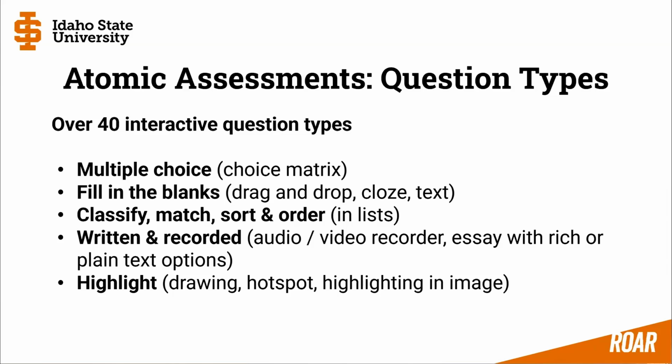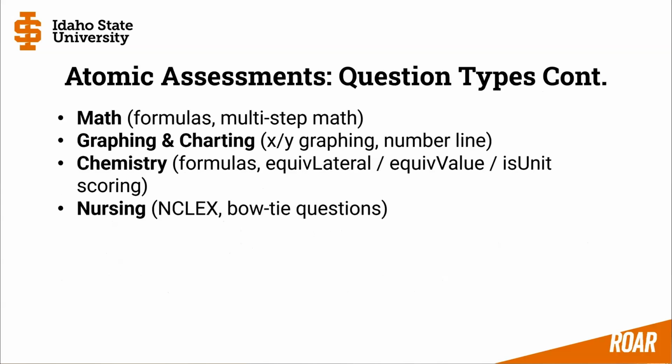Highlighting, so this is where the hotspot question type has gone. If you have a map and you want students to choose a certain place on a map or in a picture, this is where you could do that. They can highlight things in an image. And then for STEM questions, we have specific things that they've set up. So math, they have a set of formulas that you're allowed to use. You can set up formulas really easily. And you can also set up multi-step math questions. That isn't necessarily available inside of classic or new quizzes, but this is there inside of Atomic Assessments.